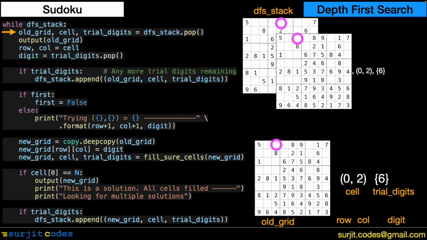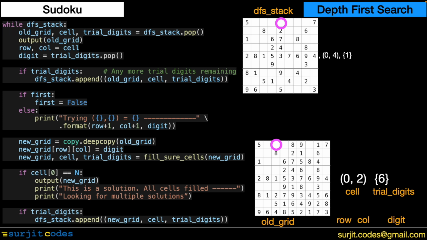In the next iteration, we pop out the next tuple from the stack. We extract row and column and pop out a digit from the trial set. Residual trial set is now empty, so we do not push it back to the stack. We copy the new grid and save 6 at cell 02 this time. We call fill sure cells again, and wow, we are able to fill the entire grid. It returns cell 99 and an empty trial set. We output the grid and success message.